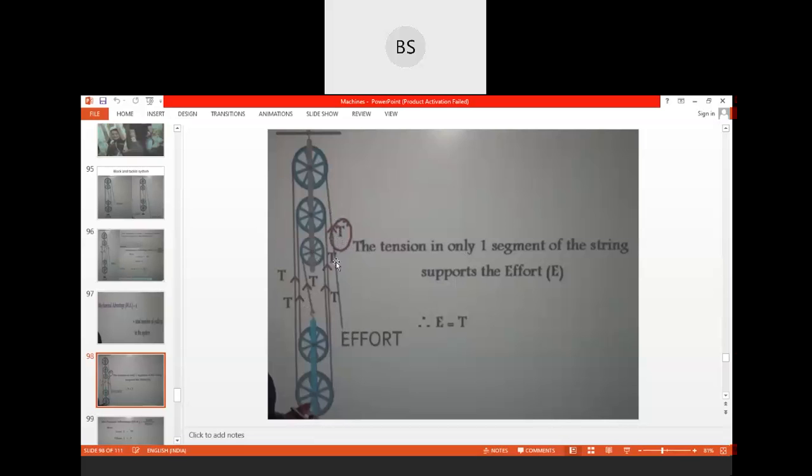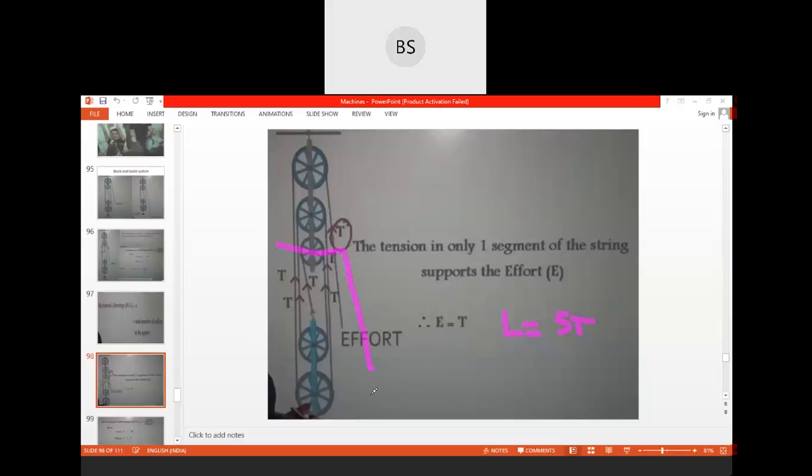So you can see here the effort is in the downward direction. This is the effort line. We are applying effort on this. Okay. So the tension is only 1 because it is only one segment. So E is equal to T. So now can you tell me, load L is equal to how many times T? 5T, correct, very good. So now you can see here, if you draw it this way, how many pulleys are supported by the string: 1, 2, 3, 4 and 5. Okay, so L is equal to what?